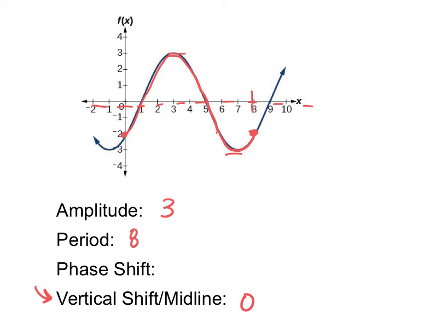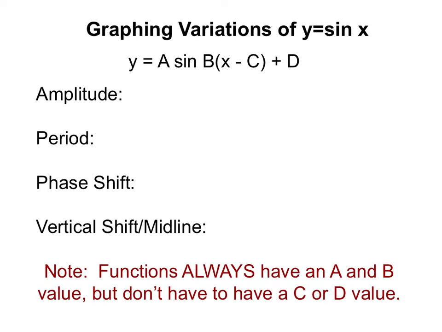This one is not in terms of radians, it's just a number. Well, it could be. You could divide that by pi and then it would be. And again, there is no phase shift. The next thing we're going to do is just look at the equation and determine where the amplitude, period, phase shift, and midline come from.